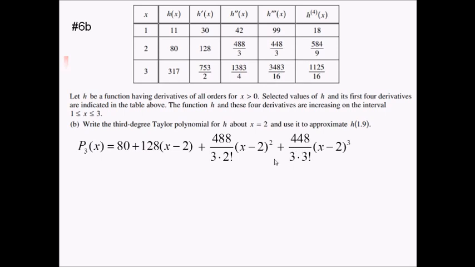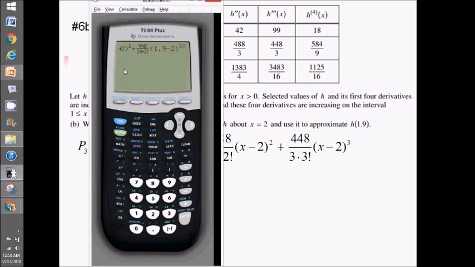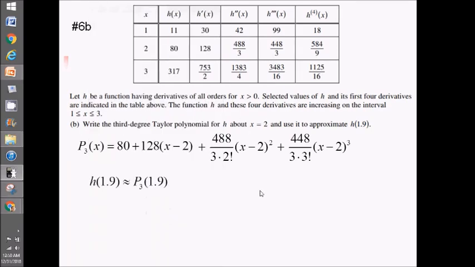Now we just have to approximate h of 1.9 by plugging 1.9 into all of this stuff, which you could actually just replace all the x's with 1.9 and call it a day. Or since this is the calculator section, you could come up with a decimal. I will do that now. So if I enter all that craziness in the calculator, that comes out to approximately 67.988 if I round off there.